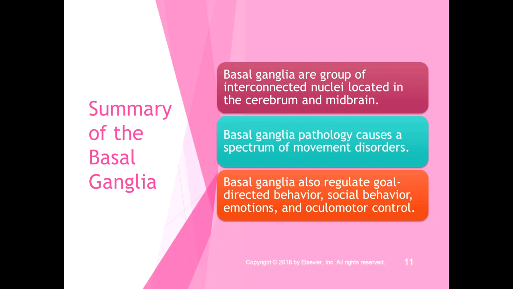So really what you should know is they're a group of interconnected nuclei located in the cerebrum and midbrain, right in the middle of the brain. The basal ganglia pathologies cause a spectrum of movement disorders. If you don't have that input and that inhibition and control from the basal ganglia, then you can't move correctly. Basal ganglia also regulate goal-directed behavior, social behavior, emotions, and oculomotor control. That's huge. And we'll see when we start to talk about basal ganglia disorders, it will make sense how these things come into play. I hope.